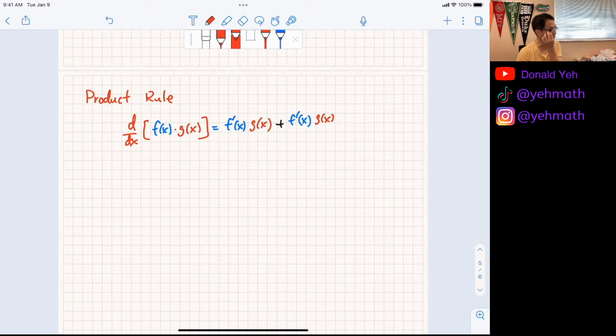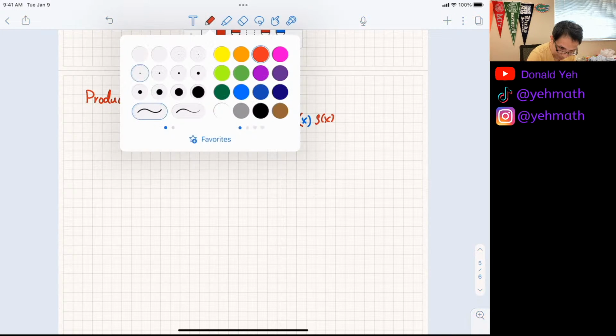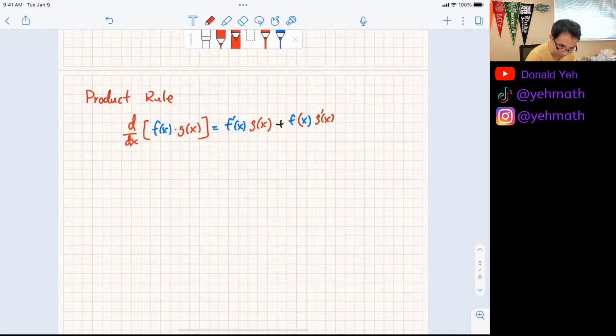Now, some people think, oh, sorry, it's the other way around. So g prime of x. Okay, thank you, Matthew. So the derivative of f of x times g of x is equal to f prime of x times g of x plus f of x times g prime of x.